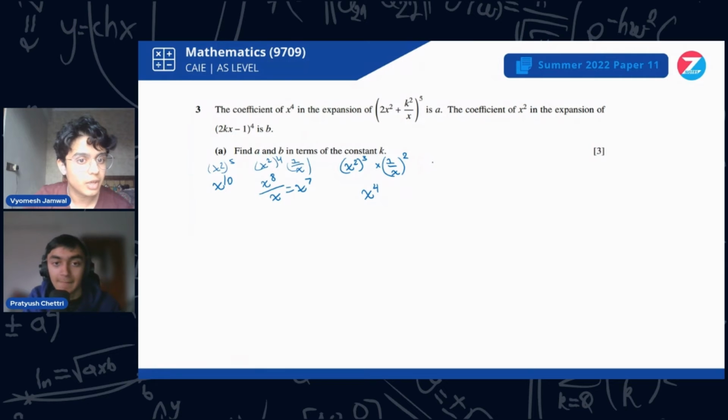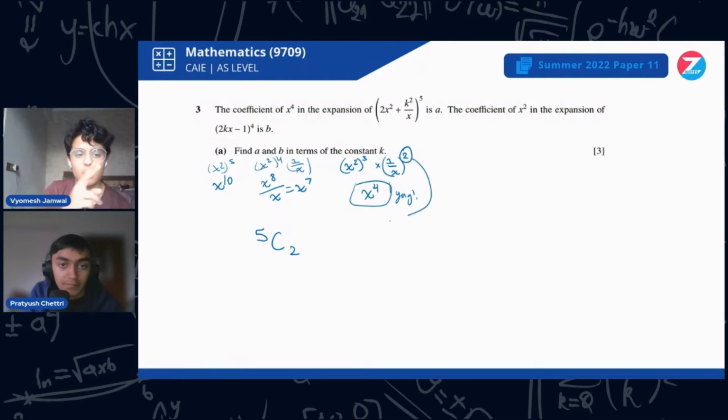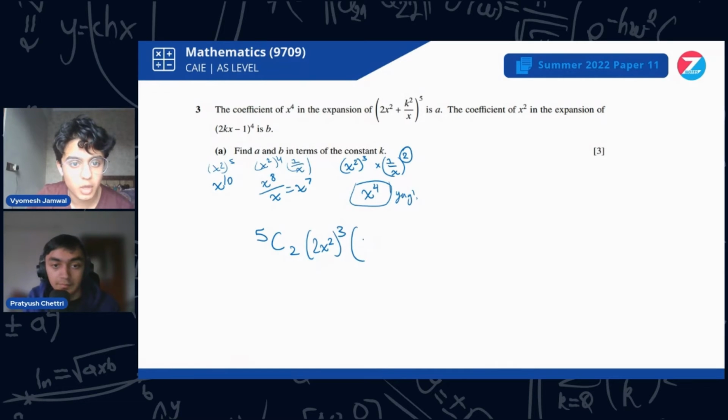Now we take that and let's actually look at the values. Instead of just looking at the exponent, let's calculate the term. For the third term, it's going to be 5c2, because we're trying to find the third term, so it's 0, 1, 2. That's the third term. Then it's times 2x squared to the power 3, and then times 1 k squared upon x to the power 2.